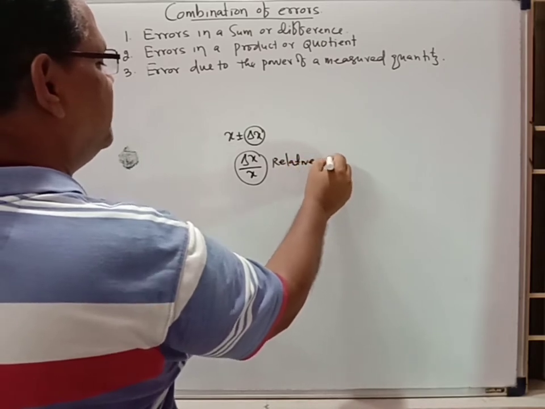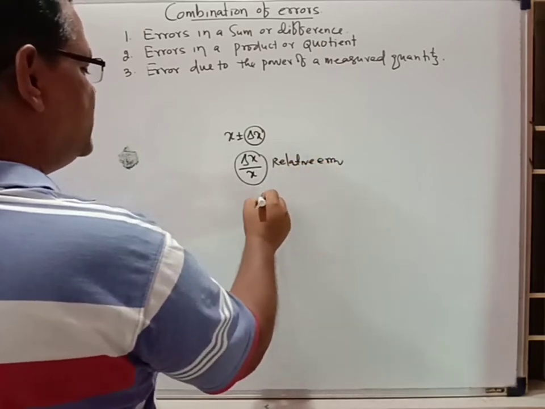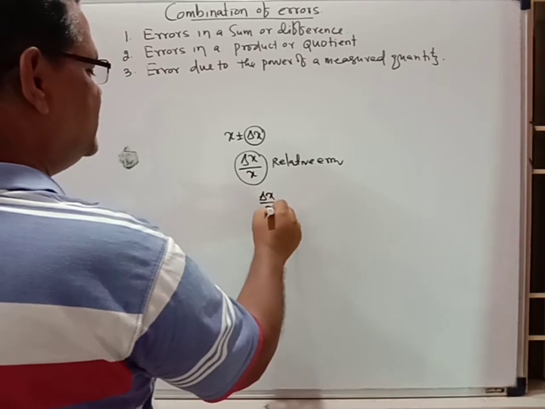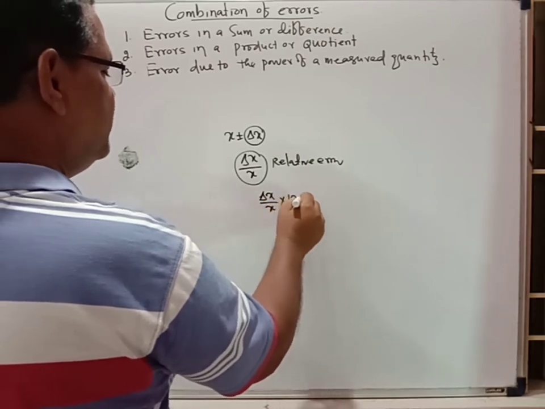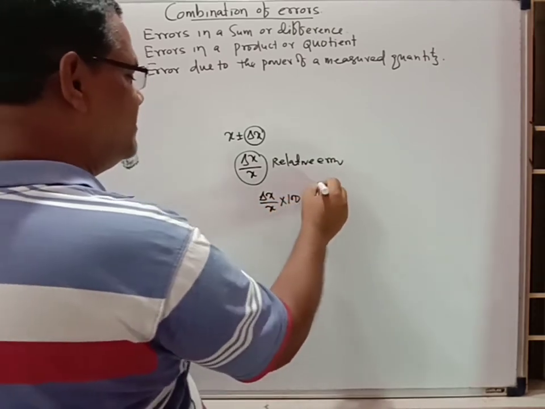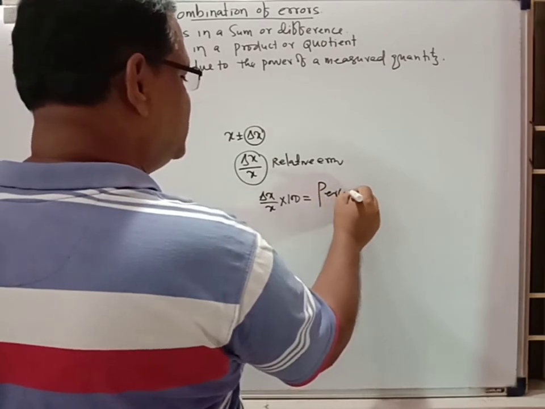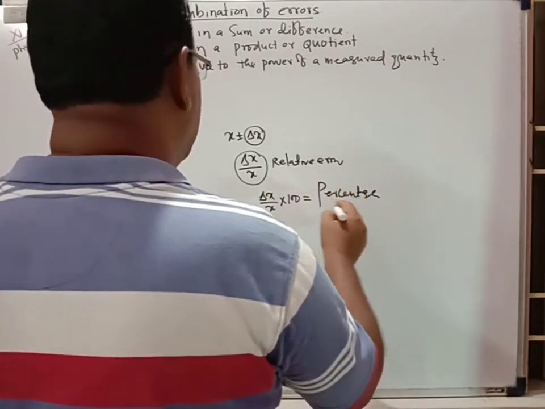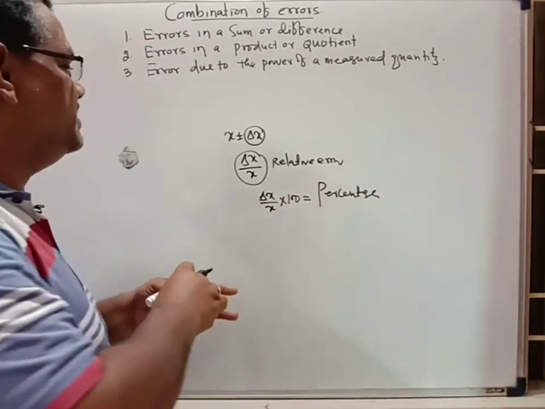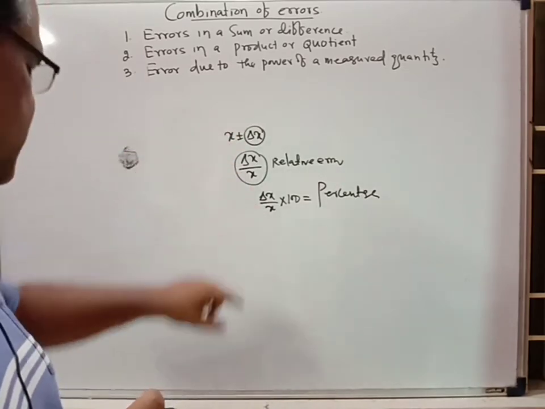And what will be the percentage error? That is delta x by x multiplied by 100, and that is called the percentage error. You know these things: the absolute error, relative error and percentage error.